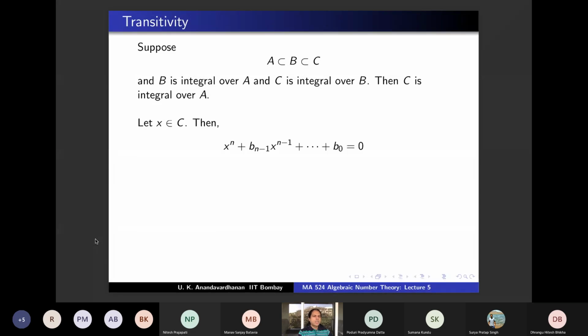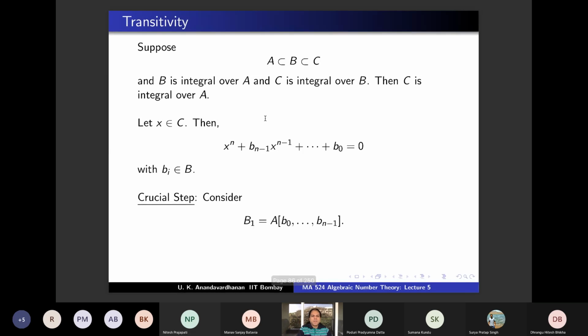So what is given to us is C is integral over B. Therefore, x satisfies a monic polynomial with coefficients b_i's in B. This you know. Now the b_i's are in B. Now comes the crucial step. This is the only thing that you have to remember in this proof.